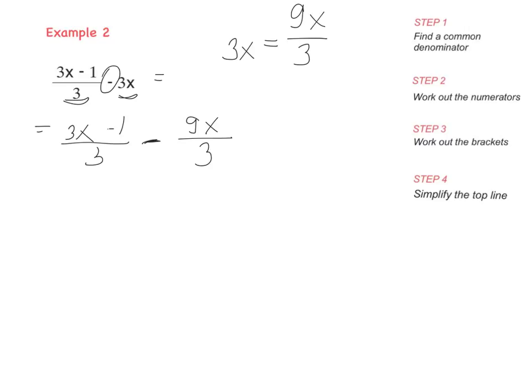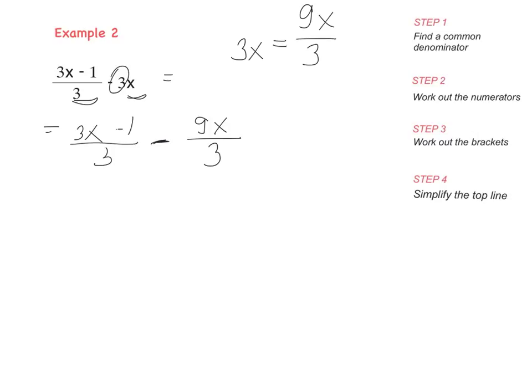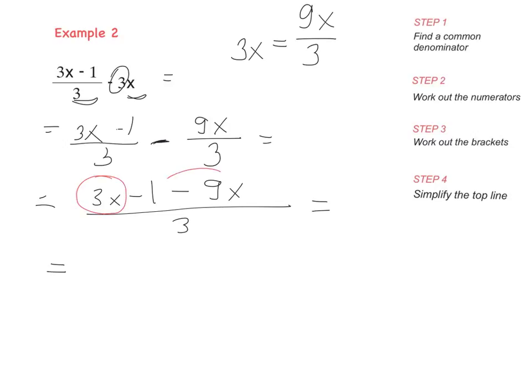Now we need to work out the top line. Equals, so we have 3x minus 1 minus 9x. We don't have any brackets in here, we have the same denominator, so we can just simplify the top line. So we have like terms in here. Remember, that's not 9x, it's minus 9x. So 3x minus 9x is minus 6x minus 1 divided by 3. Okay, that's it.